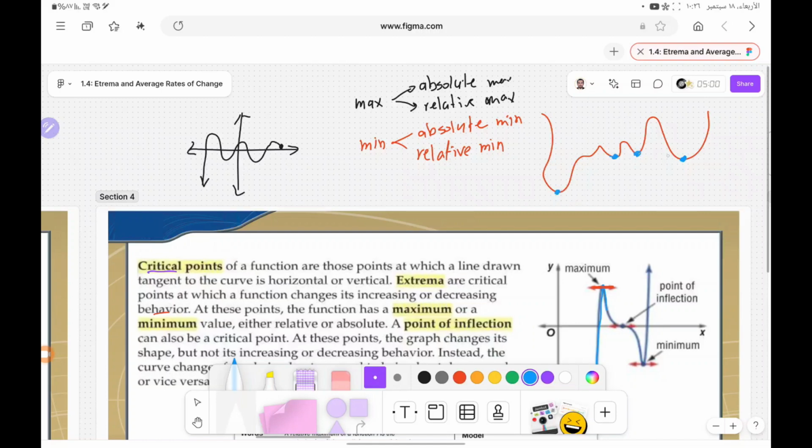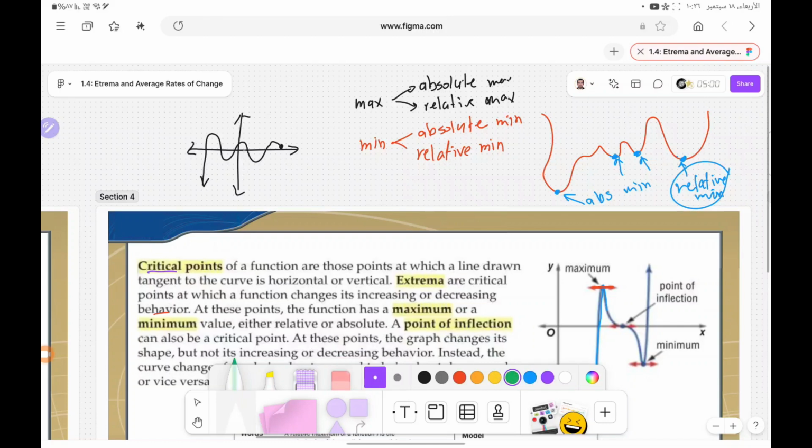So as you can see, I have 4 minimum points, but which one is the absolute minimum? Absolute minimum means the lowest value in your function. So this one here is called the absolute minimum. What about the other 3 minimum points? We call all of these points relative minimum. When I have more than one minimum point and they are not the absolute, we call them relative minimum. And the same thing happens with the maximum.